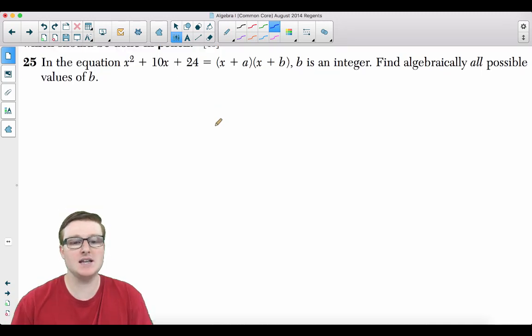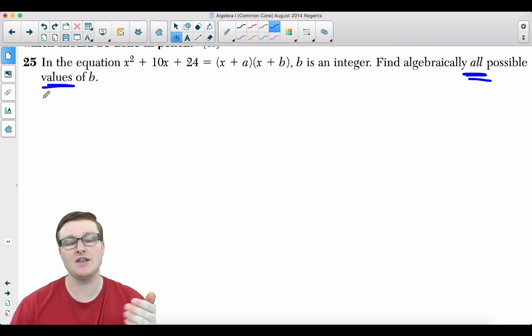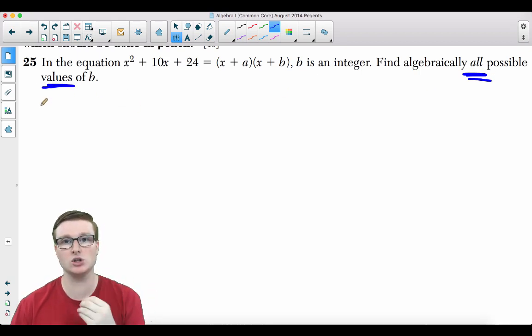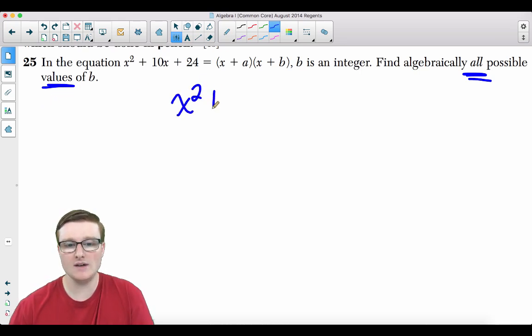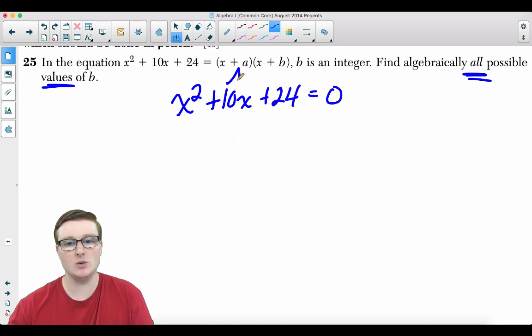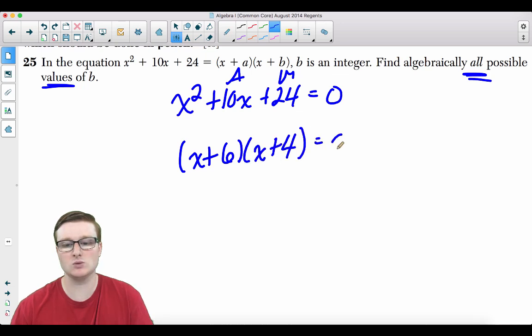So number 25 says, in the equation x squared plus 10x plus 24 equals (x plus a)(x plus b), b is an integer, find algebraically all possible values of b. That implies that there's more than one value. You have to make sure that you're reading too. Values, that's plural. So we have x squared plus 10x plus 24, set that equal to 0. You are actually going to factor this. What adds to 10 and multiplies to give you 24? So that's going to be (x plus 6)(x plus 4) equals 0.